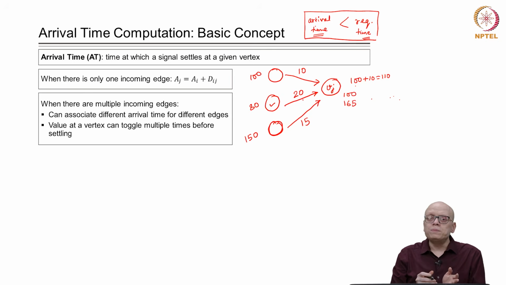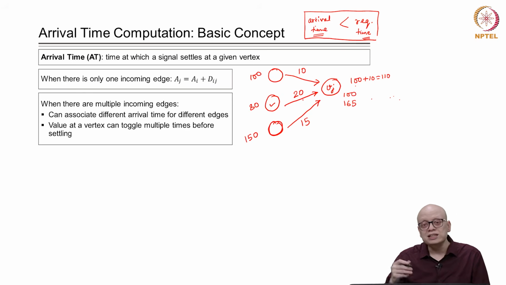So, there will be multiple values at a vertex, the value will change. Whenever the signal comes at 100 time units, the value at this Vj will change when the effect of the first path comes. That is the first path, because it has the minimum arrival time, 100. Then the second time it may change after 110 time units, and then from the third path, whenever the signal comes, the value will change at 165 time units, and then it will settle.